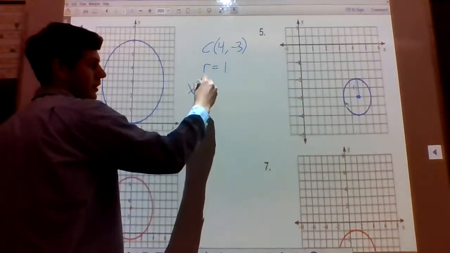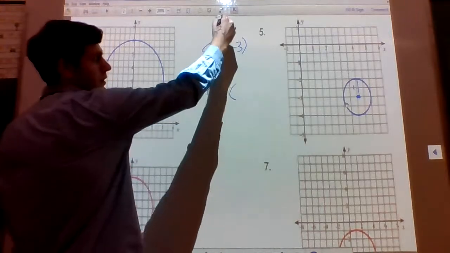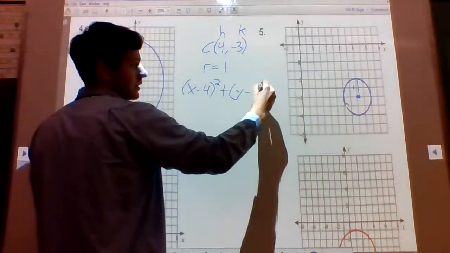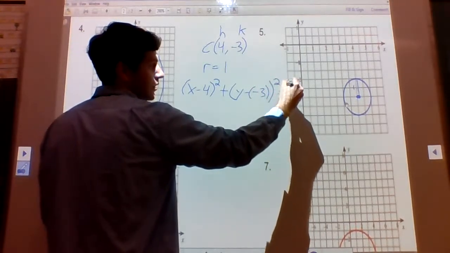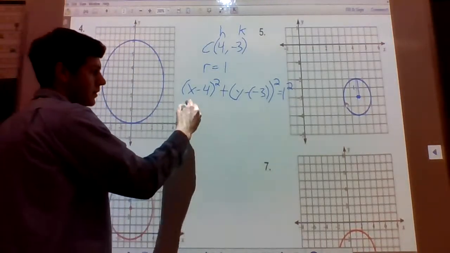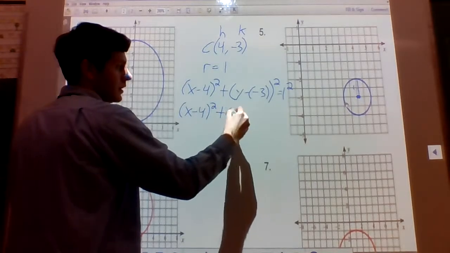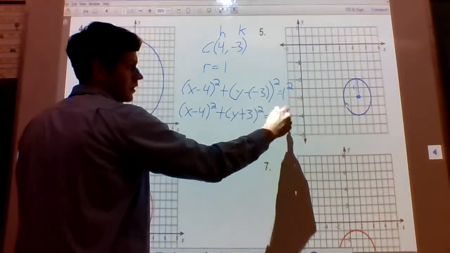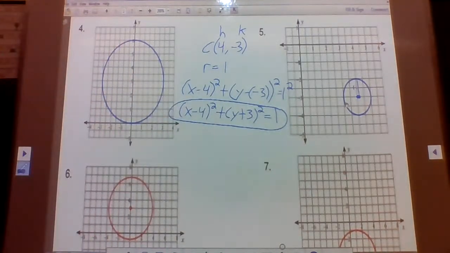Equation: x minus 4 squared. Again, this is h, this is k. Then we have y minus negative 3 quantity squared equals r squared, so 1 squared. This gives us x minus 4 squared plus, negative and negative is positive, so y plus 3 squared equals 1 squared, which is 1. So here's our equation for number 5.